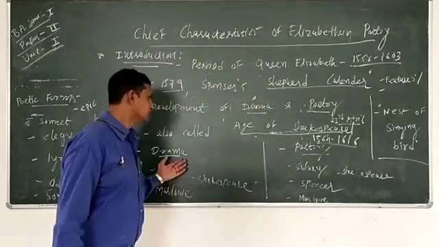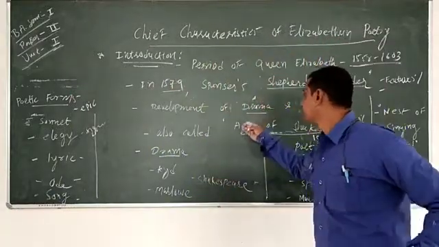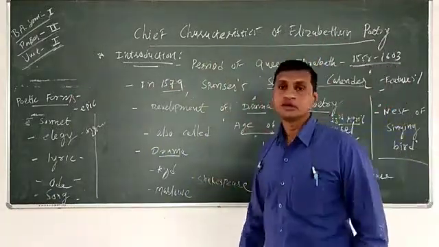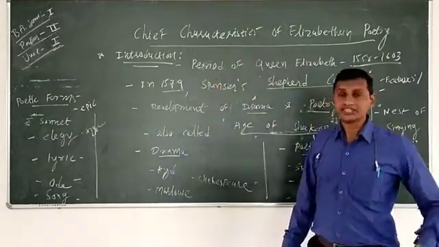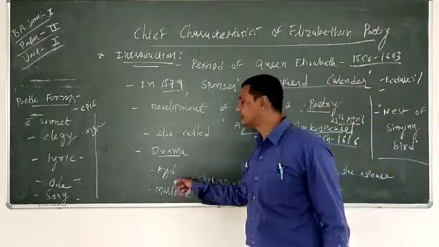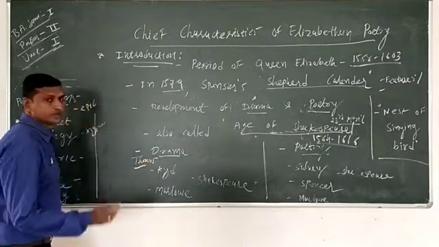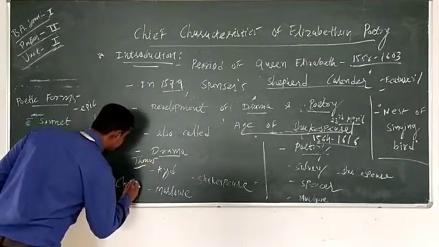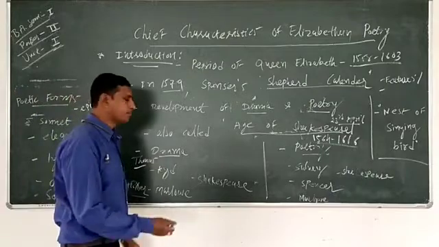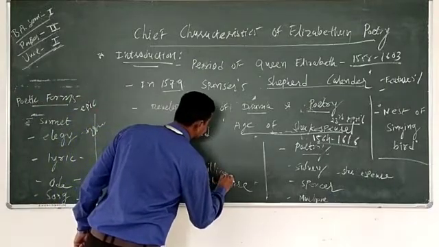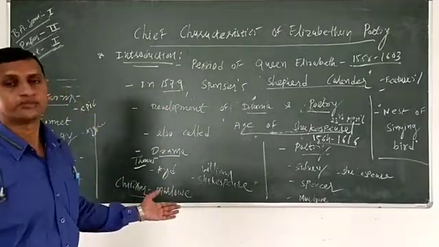And during that time, two forms of the drama developed. In the development of the drama, the major dramatists of the Elizabethan period who contributed most are Thomas Kyd, Christopher Marlowe, and William Shakespeare. These are the major writers who contributed a lot to the development of the drama.